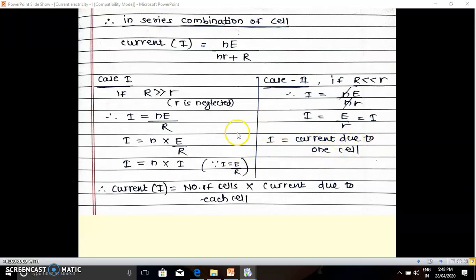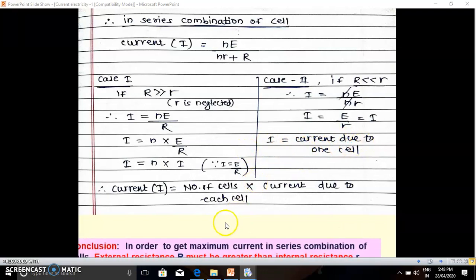So dear student, it is very clear that in case 1, total current in the circuit is equal to the number of cells into current due to each cell. Here we are getting maximum current, because we are multiplying the number of cells into the current due to each cell. But if you see the second case, if the external resistance R is very small as compared to internal resistance, then total current in the circuit will be just equal to the current through one cell only.